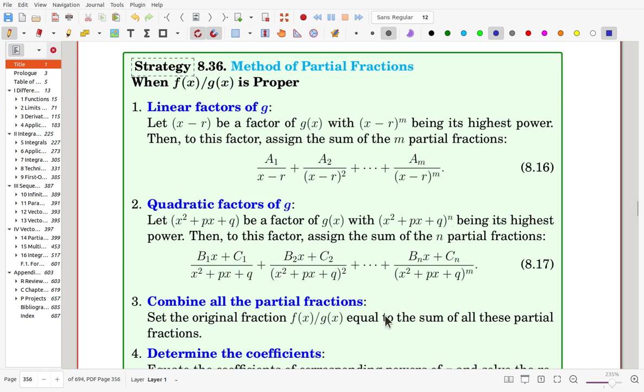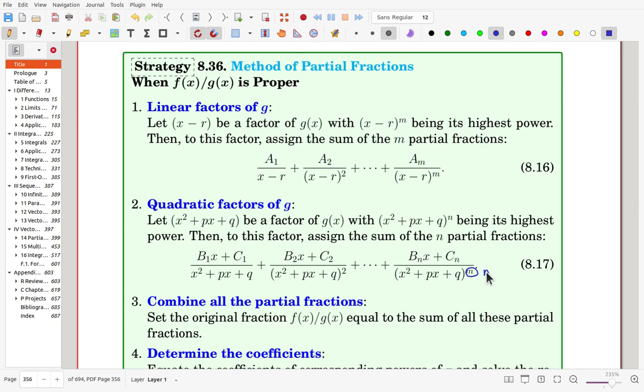then for this factor, you have to assign n partial fractions. And this basic quadratic, the top must be linear, and the square for the squared, and we have another linear, and so on, so that we have to get here n terms.